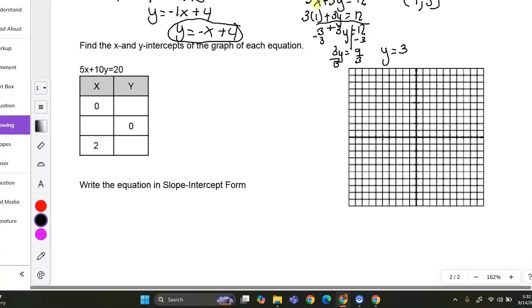and then complete your y-intercept, your x-intercept graph, and find your equation in slope-intercept form for 5x plus 10y equals 20, and fill in your values.